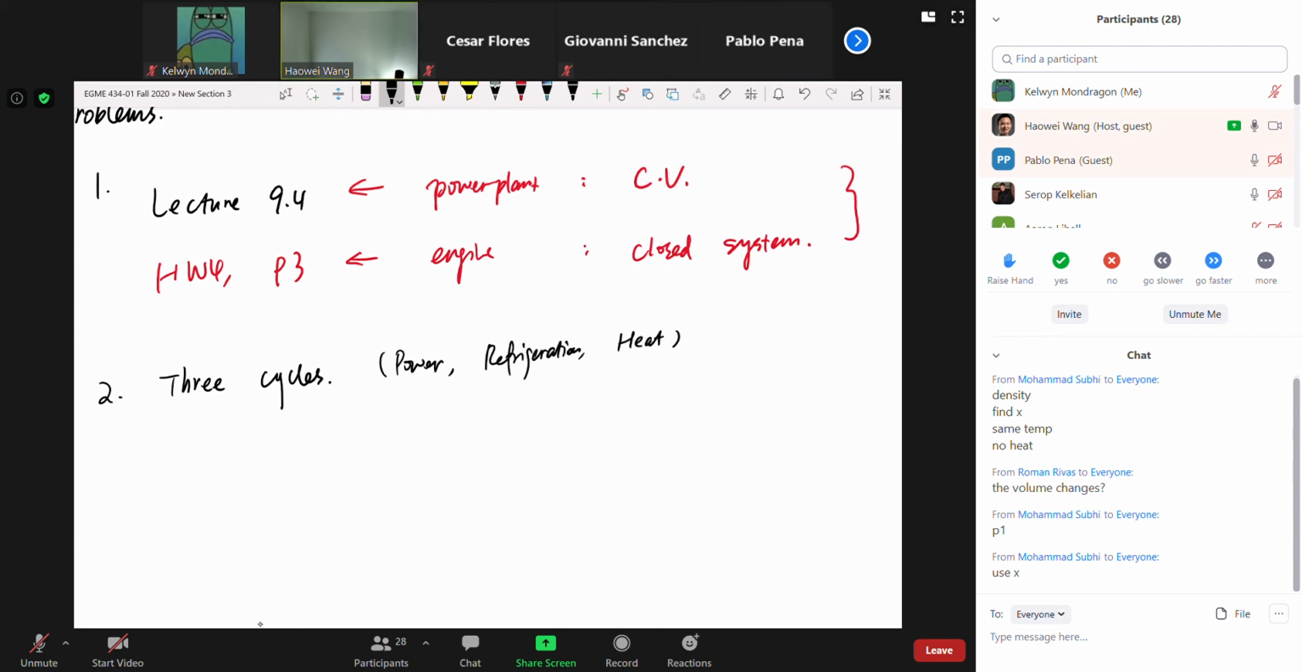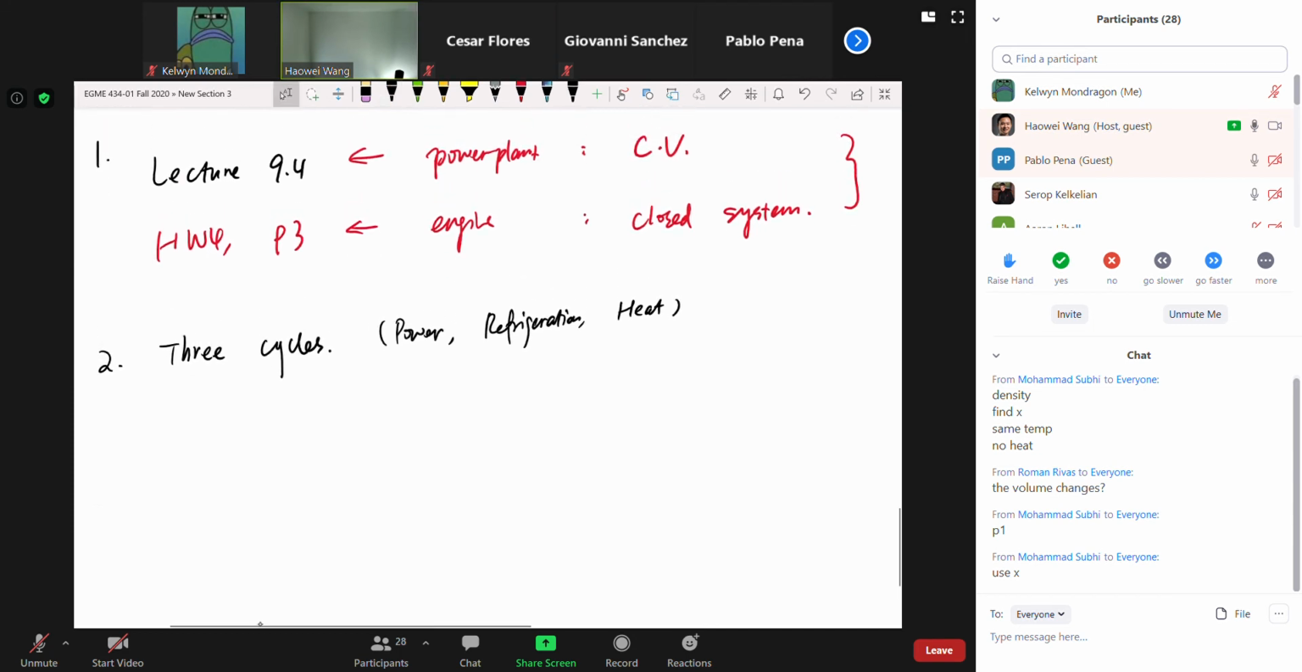Okay, so what you need to do is you need to be able to do the sketching for each one of them and do the analysis for each one of them. In our lectures, we have one example for each cycle. So make sure you study the analysis and also the example for each one of them. So for example, let's use power cycle as one example. So first of all, you need to be able to sketch, right?